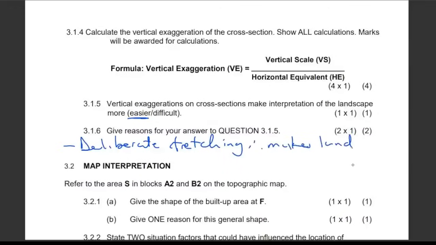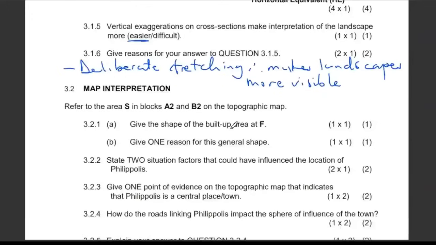landscapes more visible. We can now easily see the landscapes. If it's a valley, you can easily see it because we have deliberately stretched the vertical scale. It becomes a deeper low-lying area. If it's a hill, it becomes a high-lying area which is pronounced, which is easily seen. So it makes landscapes more visible so that we can have easy interpretation.